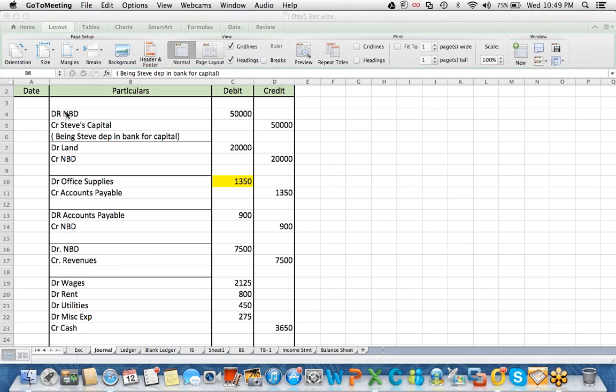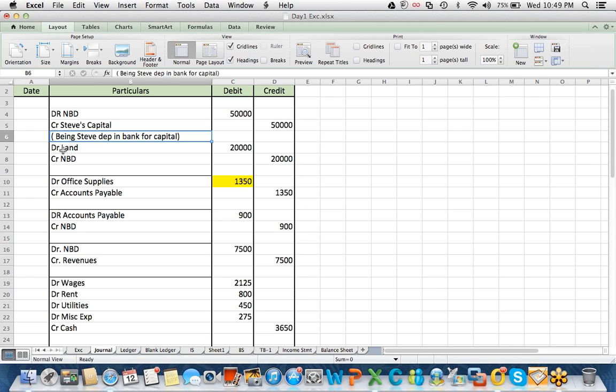Once you pass a journal entry, you need to provide the text as much as possible so that a third person can understand what exactly the entry meant for. And the next accounting is land account debit and NBD account credit.